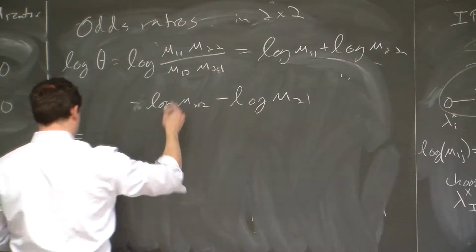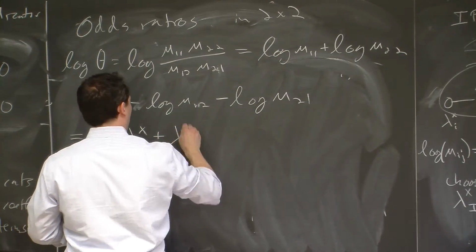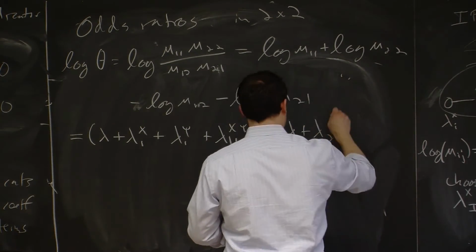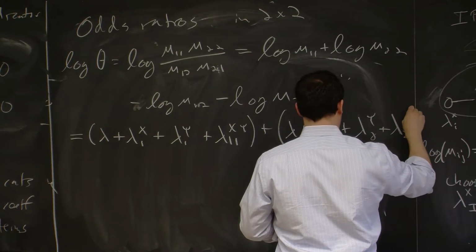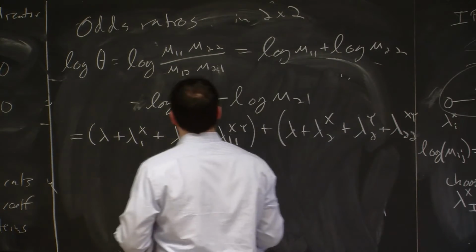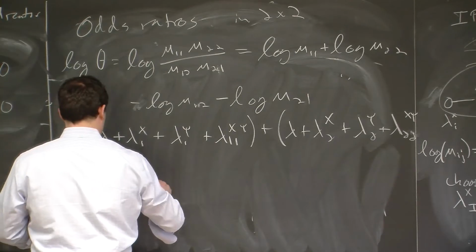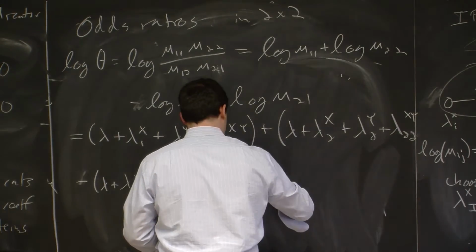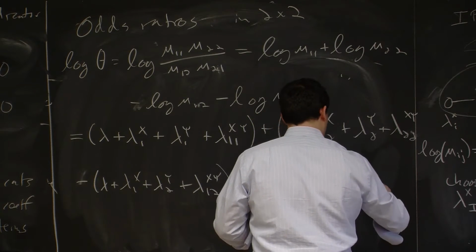And then I plug in the model estimates of all this with a saturated model. So I get lambda plus lambda 1x plus lambda 1y plus lambda 11xy, plus lambda 2x plus lambda 2y plus lambda 22xy, minus lambda plus lambda 1x plus lambda 2y plus lambda 12xy, minus lambda minus lambda 2x plus lambda 1y minus lambda 21xy.